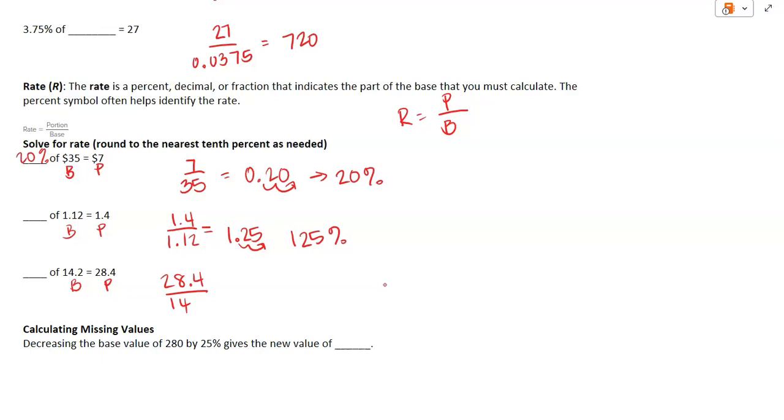For this final one here, we have 28.4 as our percentage amount. That's going to go over my base of 14.2. And this gives me 2.00. Converting this into a percentage is equivalent to 200%.